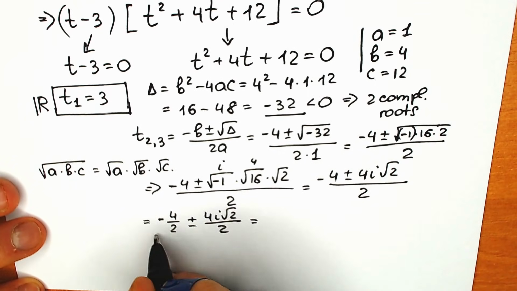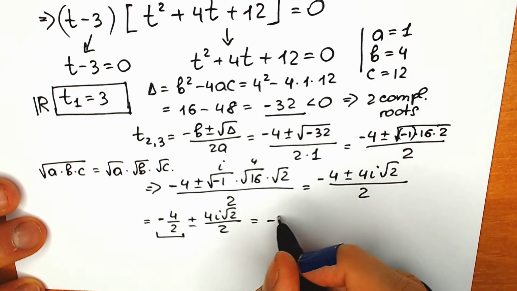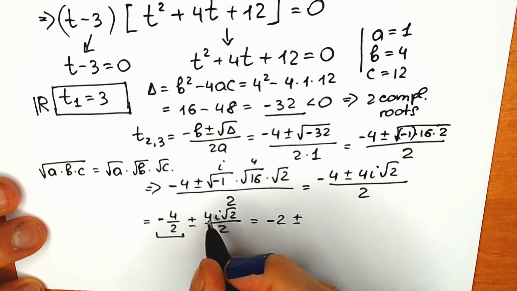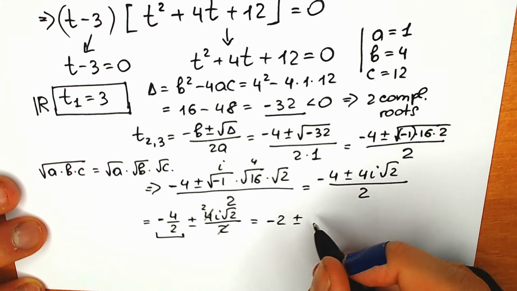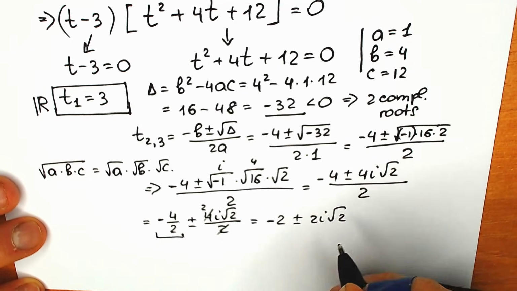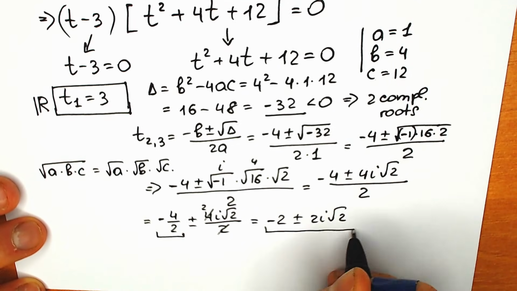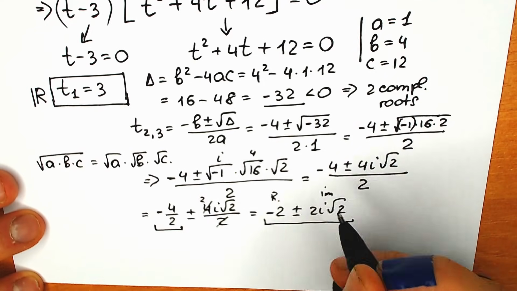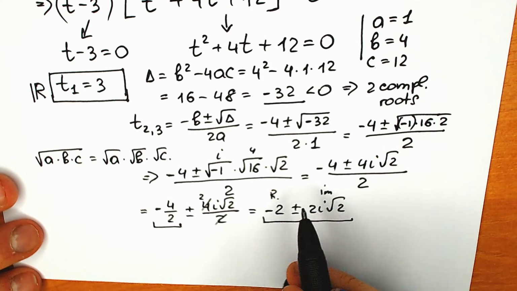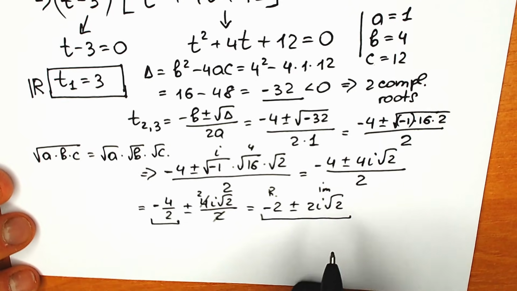As a result, minus 4 over 2 equal to minus 2 plus minus. Right here we can actually simplify this one. So we have 2i square root of 2. So these are our complex roots. Of course, this is our real part, this is our imaginary part if you're interested in this, but basically we solved this question completely and step by step.